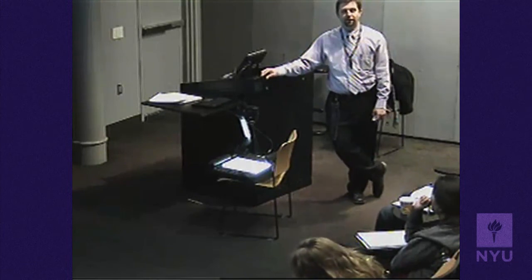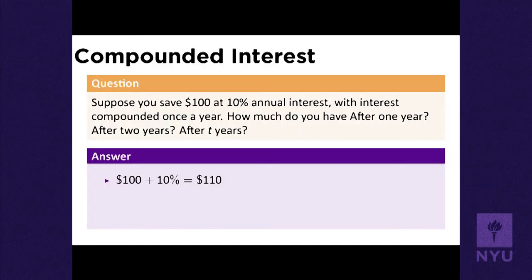Hopefully this is not too challenging of an arithmetic problem. Take $100, you put it in the bank. After 1 year, you get 10% back as interest. So what's your balance after 1 year? $110. There you go. Okay, what's your balance after 2 years? Well, you get your $110, that's yours, and then you get another 10% of that for interest. So what's that? $121.